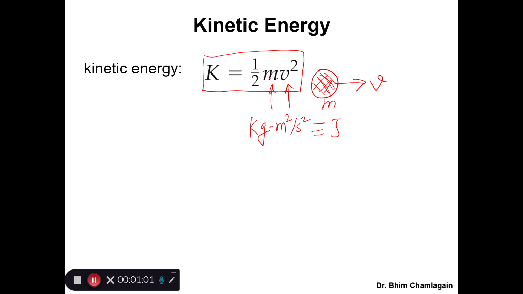Another thing is, mass is always a positive quantity and v square is also positive. So as a whole, this right hand side is positive, so kinetic energy is always positive. It can never be negative, unlike work done. So kinetic energy is always positive or 0, depending upon whether it is in motion or there is no motion.